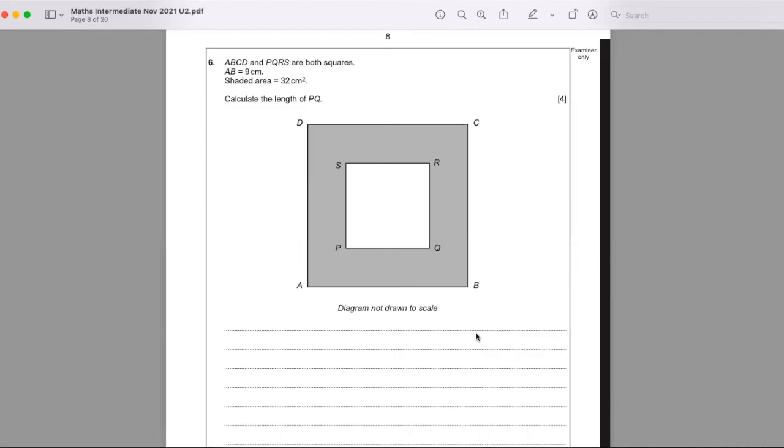Question 6. ABCD and PQRS are both squares. AB is equal to 9 centimeters. Shaded area is equal to 32 centimeters squared. Calculate the length of PQ. The first thing with geometry, always label what you know. So I know AB here is 9 centimeters, and the shaded area is 32 centimeters squared. They're asking you for the length of PQ. Now, I'm going to call PQ X.